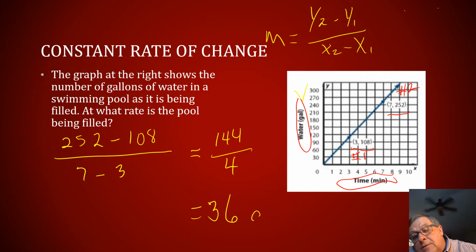So this swimming pool is being filled at a constant rate of change of 36 gallons per minute. Let me rewrite that right there. 36 gallons per minute.